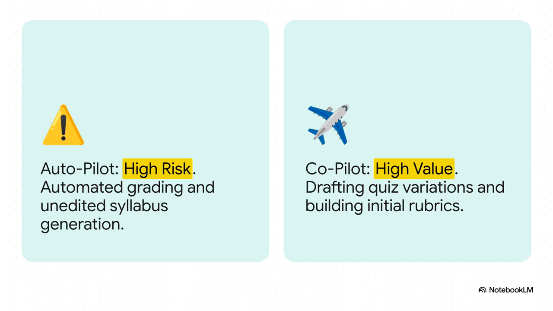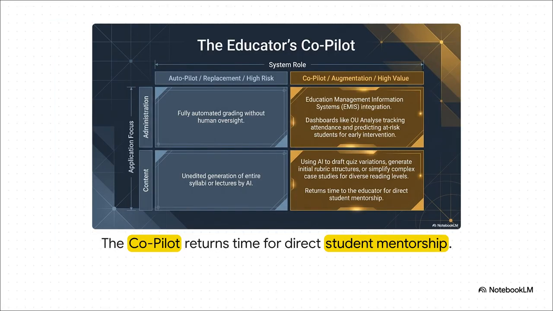Bad idea. But on the flip side, we have the co-pilot approach. This is high-value pedagogical augmentation. Imagine using AI to knock out 5 different variations of a quiz in minutes to prevent cheating, or using it to build the initial structural framework for a complex grading rubric. Or what about having it adjust the reading level of a dense case study so it's more accessible to a diverse group of learners? That is practical, everyday utility that actually helps you. And why does this matter so much?